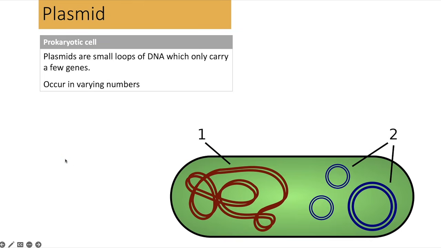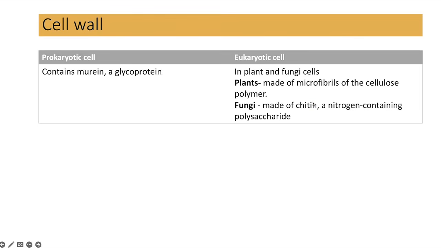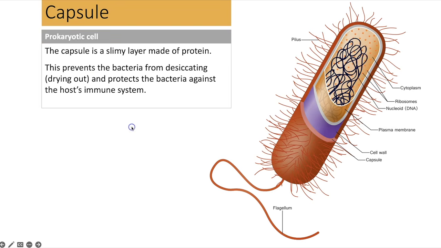We did say some of them contain plasmids, and plasmids are small loops of DNA which only carry a few genes. And you can get varying numbers of these in your prokaryotic cells, which are typically bacteria. The cell wall, we said they do have, but it's made of a glycoprotein called murein.